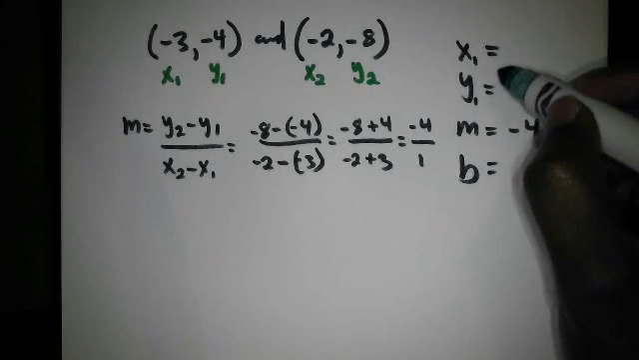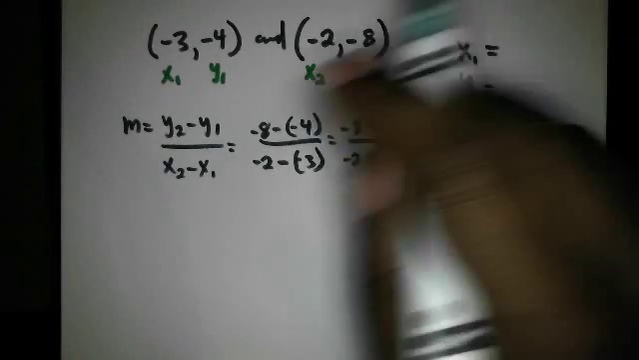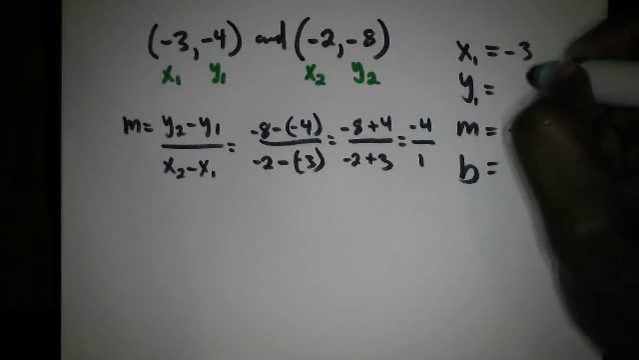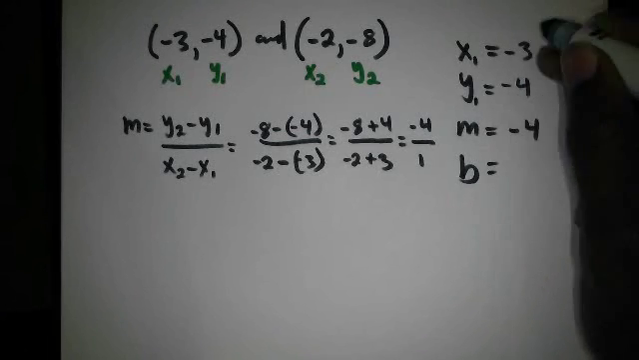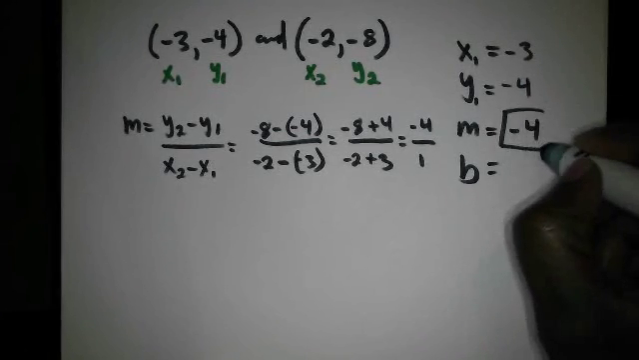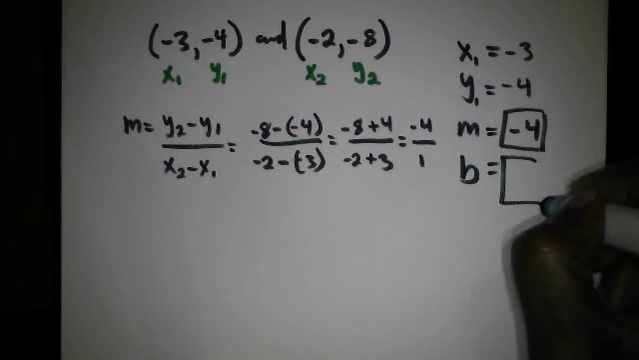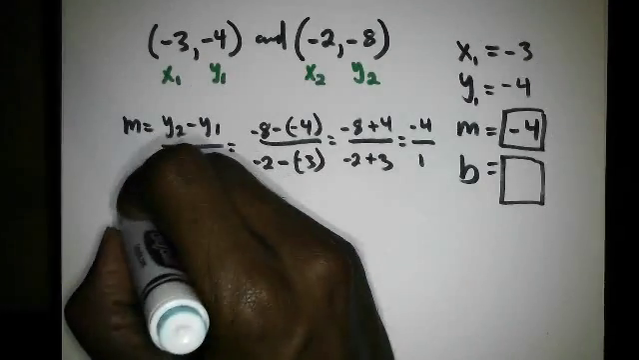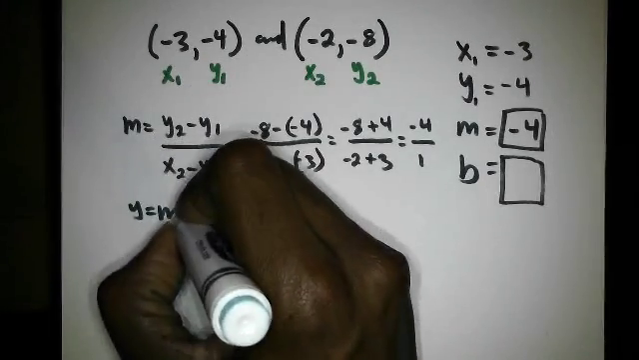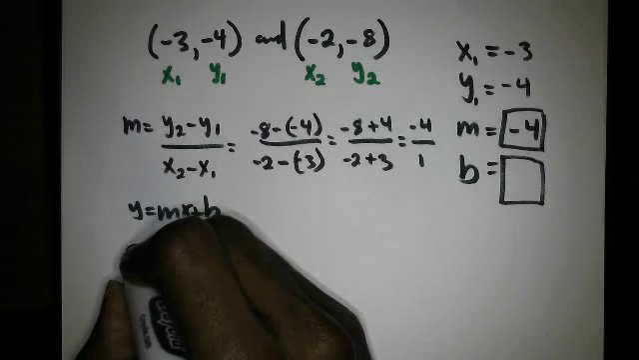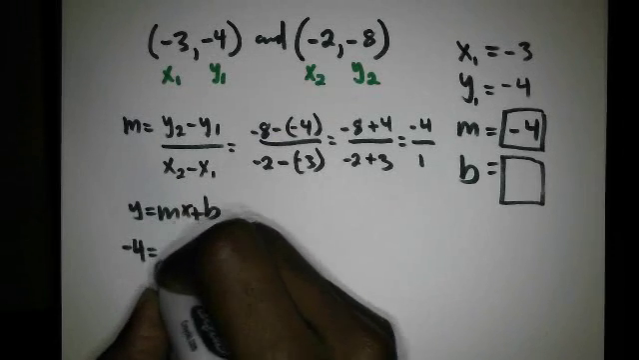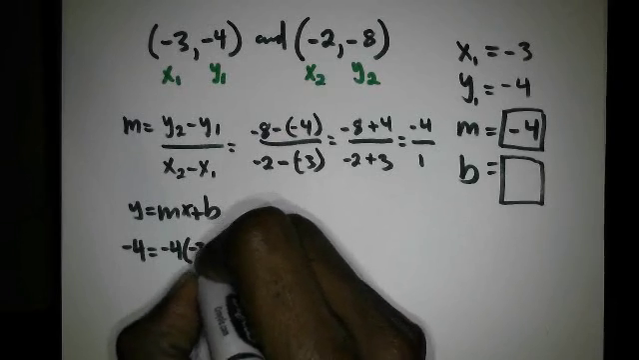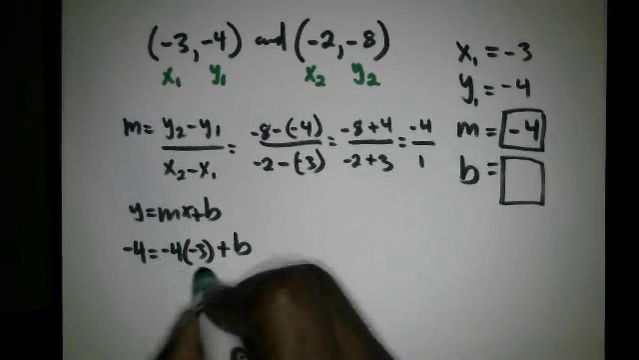I didn't put these values in. My mistake. Let's go ahead and put those values in. We have negative 3 for x and negative 4 for y. So now we have three values. We just figured out what m is, and we're going to go ahead and figure out what b is. Remember, we're going to plug all three of these values into the equation. So this is the equation we're going to plug it into. So let's go ahead and do that. Negative 4 equals m, which is also negative 4, times x, which is negative 3, plus b.